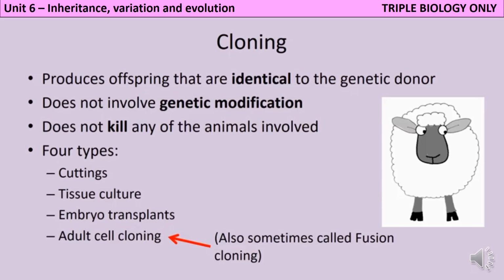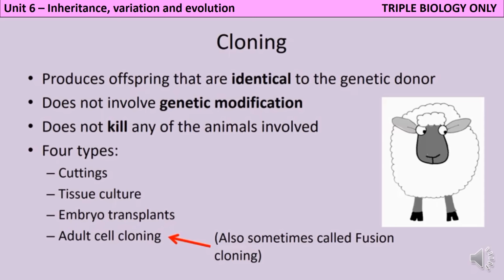Now, just to be clear, because a lot of people seem to be confused by this, cloning doesn't involve genetic modification and it doesn't kill any of the organisms involved. It just allows us to produce a large number of identical organisms. There are 4 techniques you need to know about. Cuttings and tissue culture are used with plants, and then embryo transplants and adult cell cloning or fusion cloning are used with animals.